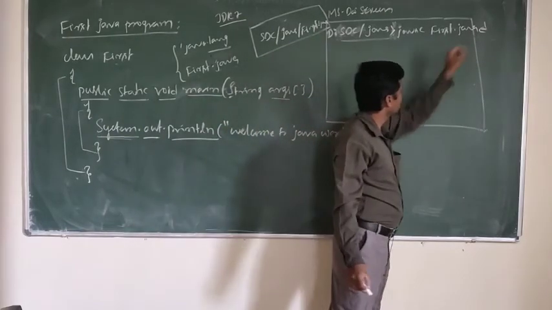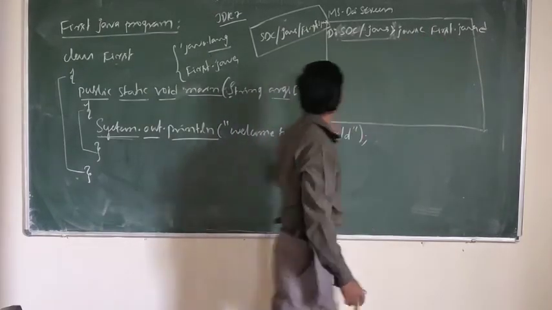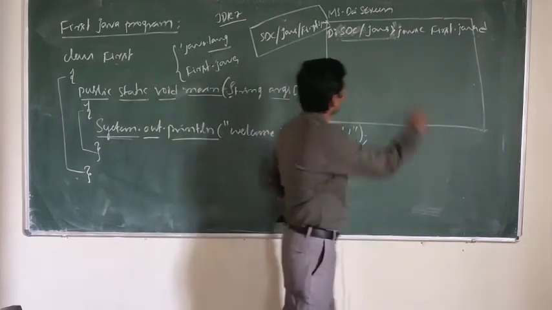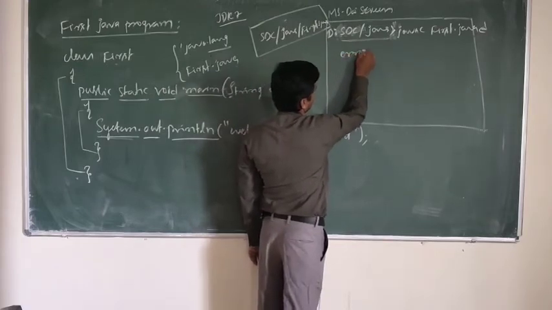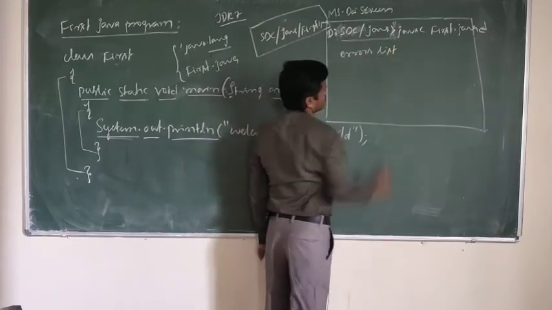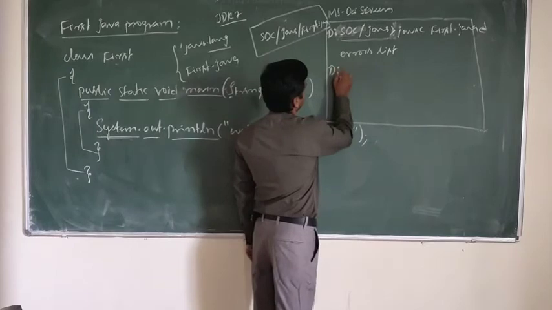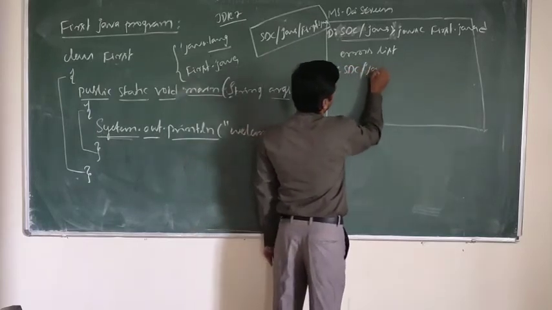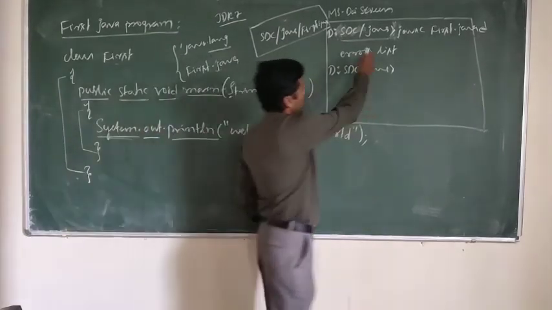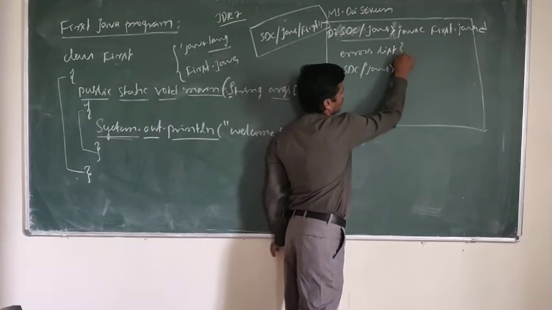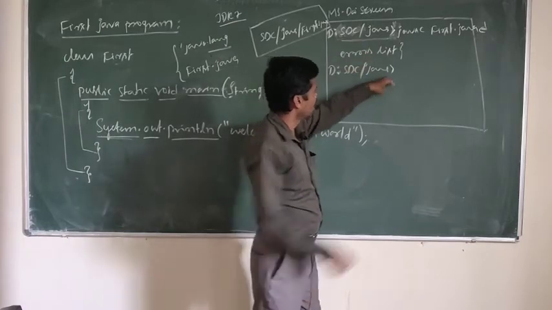After that we start compilation using the javac compiler: javac space file name.java. What is your file name? First.java. Once you compile, if any errors are there, it will display the list of errors one by one. Suppose there are no errors in your program, then directly it will come to the path, and you can run your program.